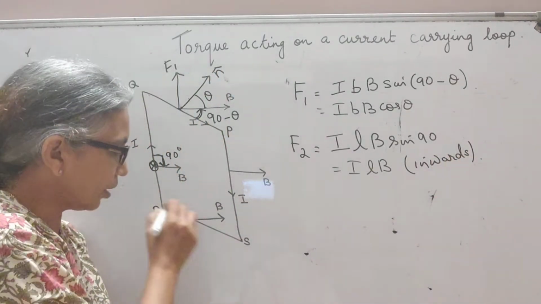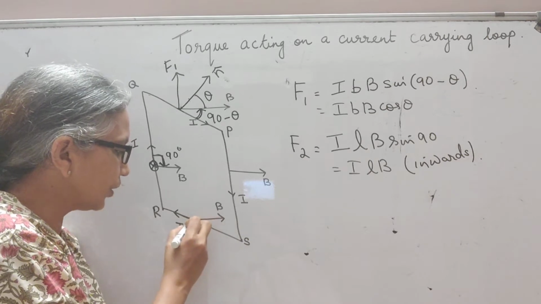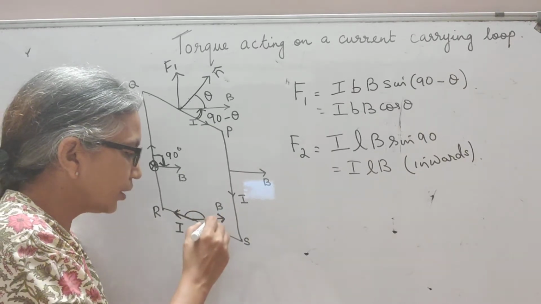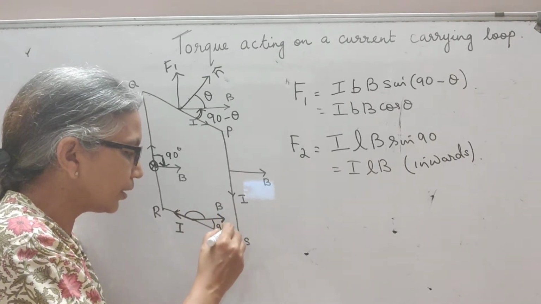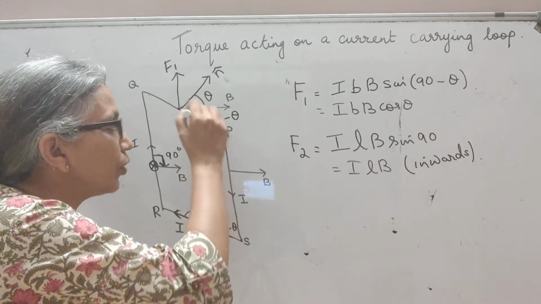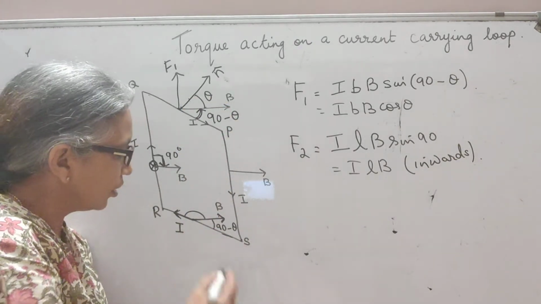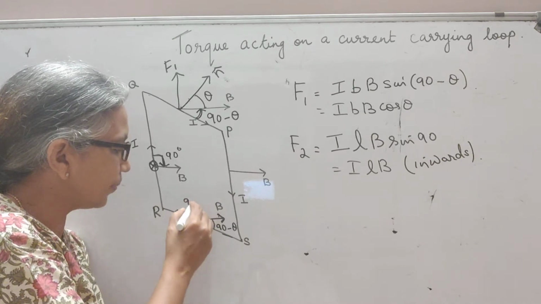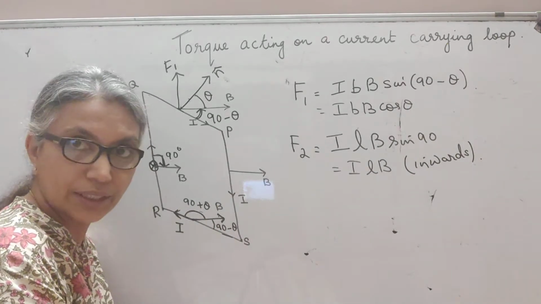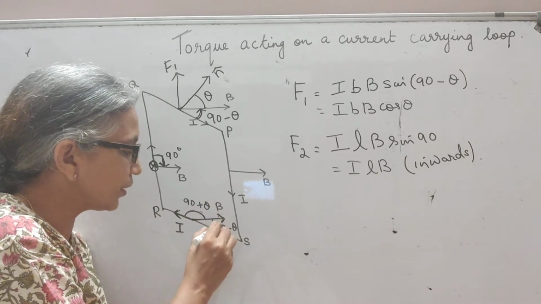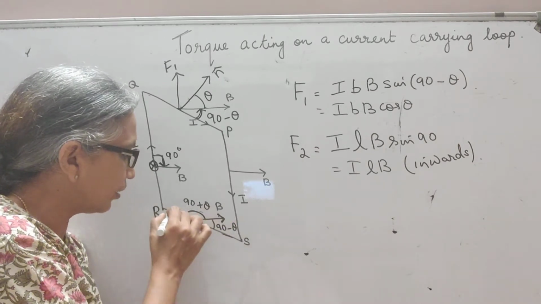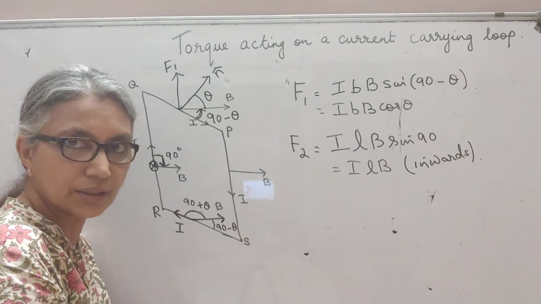Okay. Now I come to this one. Here, the angle between the length here and the breadth here is going to be, see, this we already know is 90 minus theta. How do we know that? Because the angle between small b and capital B is 90 minus theta. So naturally, this has to be 90 plus theta. Why? Because you know that this total angle is going to be 180. So if you add 90 plus theta plus 90 minus theta, you get 90 plus 90, which is 180. So this angle between capital B and the length of this conductor is 90 plus theta.